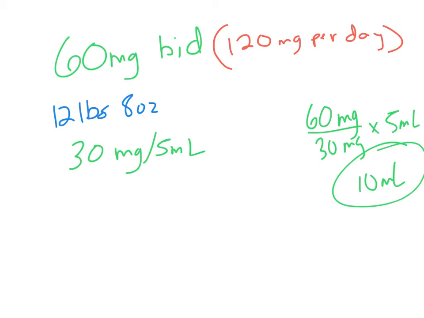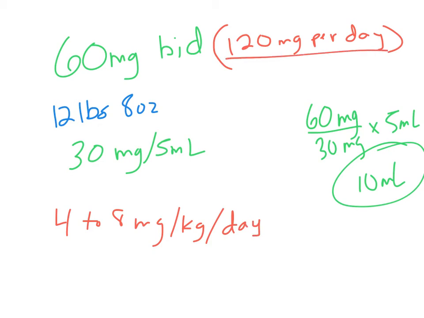But to determine the safe range, let's take a look on that label. The safe range says that it's safe for any patient to take 4 to 8 milligrams per kilogram, and it is per day. So that's why we are looking at that per day up here at the top, divided into 2 doses. It says maximum dose is 300 milligrams per day. So let's see what's safe for our patient.